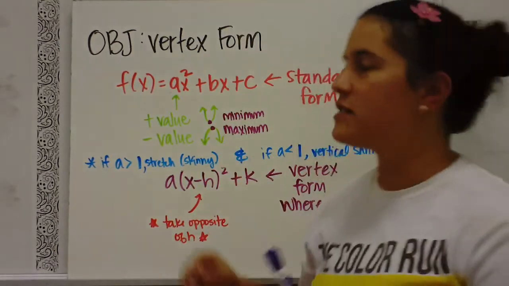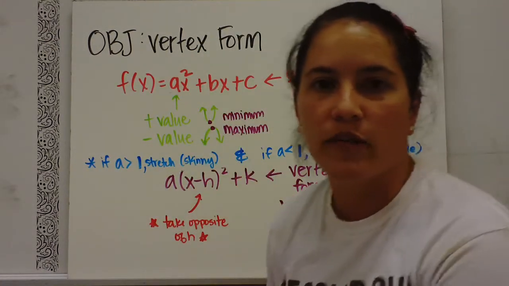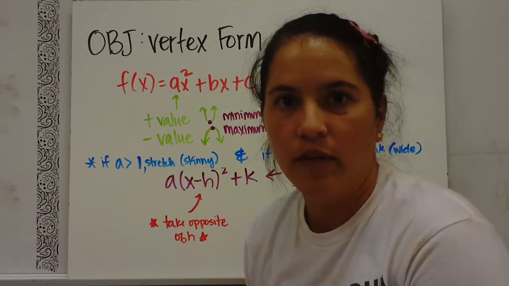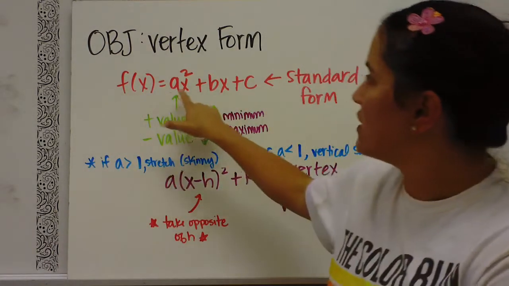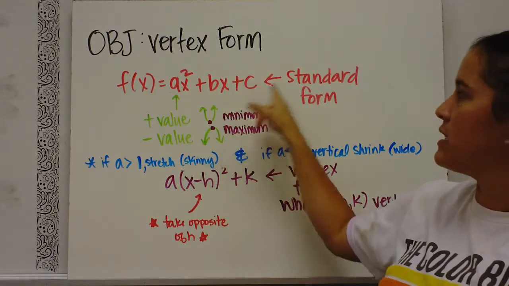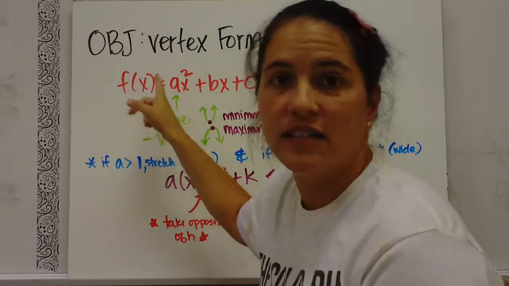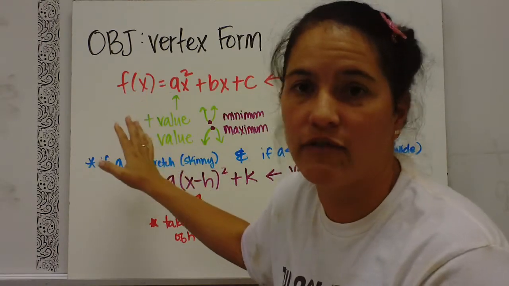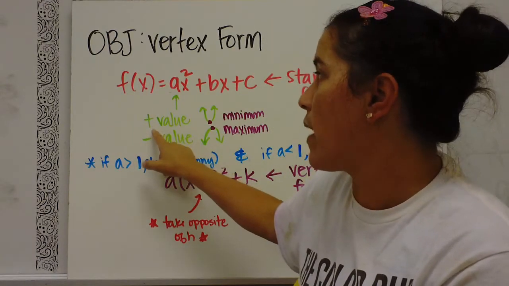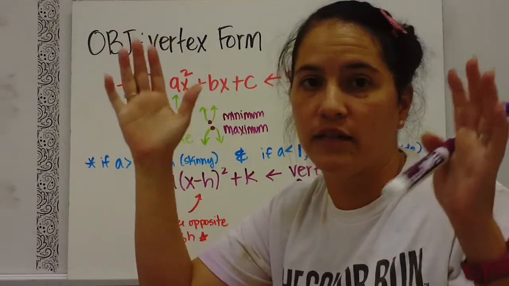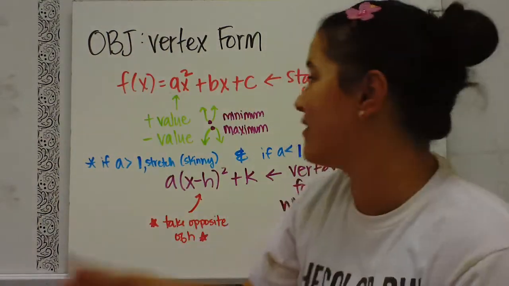Today's objective is about the vertex form. So we've been talking about quadratic equations, and the standard form for quadratic equations is ax squared plus bx plus c. That's the standard form. The a in standard form and in vertex form tells us whether the graph is going to open up, or positive, or it's going to go down and negative.